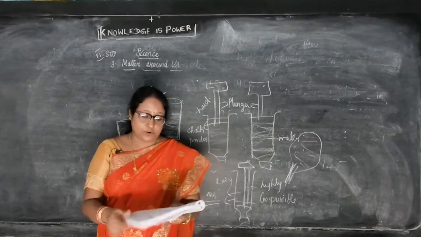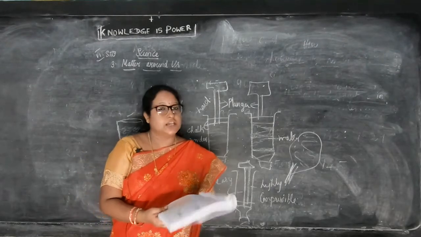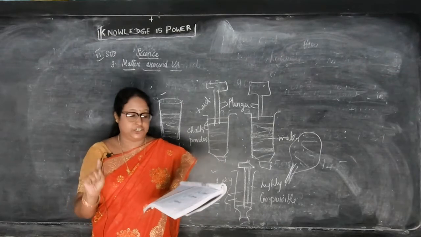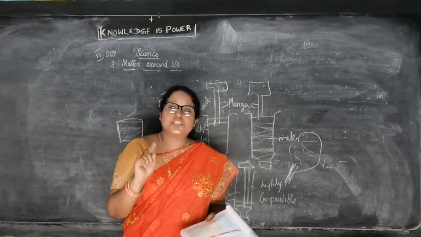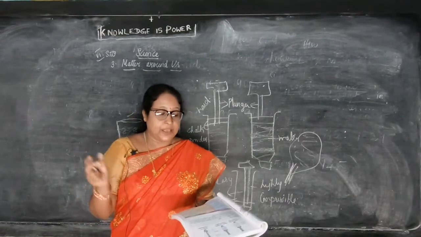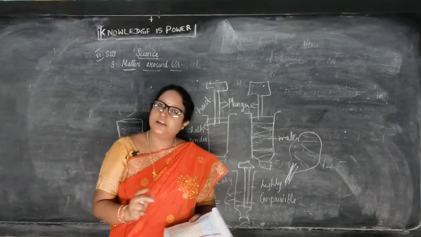So these are the 5 points, children. Once again we can see that solids have definite shape and volume. Liquids do not have a definite shape, and they take the shape of the vessel or the container in which they are kept. But gases neither have a definite shape nor a definite volume.